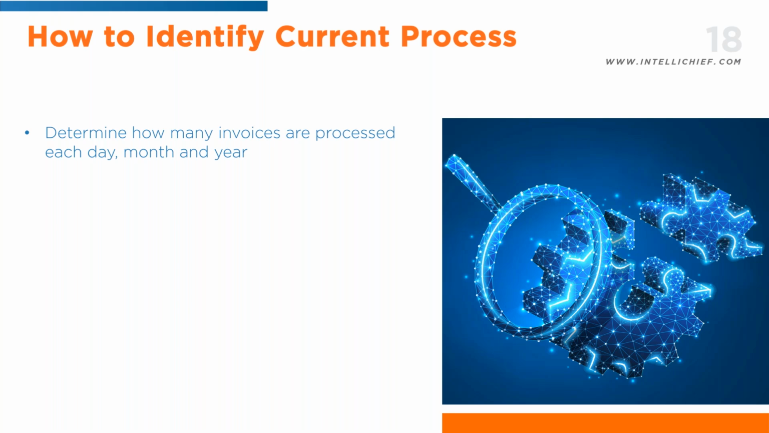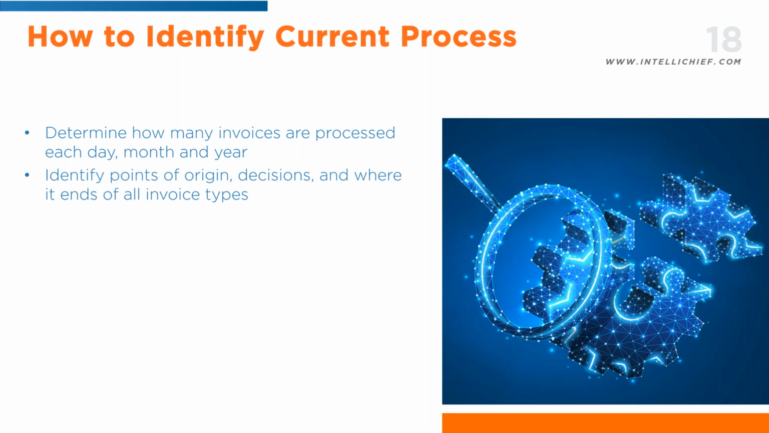So how do you do that? How do I identify things in the current process? Obviously, how many of these things am I doing? How many invoices do I process each day, month, year, however you measure it, right? Identifying how they come into your organization, right? That's part of mapping the process.